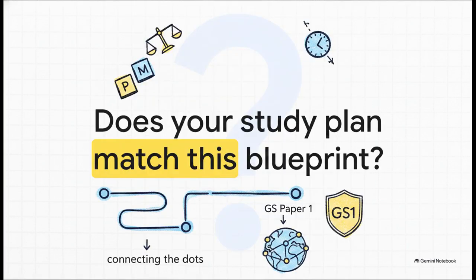Which brings us to the ultimate critical question for this explainer. Does your current study plan match this blueprint? Seriously, if you've been studying blindly, just reading cover to cover without understanding weightage, or prelims versus mains exclusivity, or proper time allocation, it's time to stop. Realign your prep today using the structured roadmap. Work smart, connect those dots, and tackle GS Paper 1 with absolute clarity.